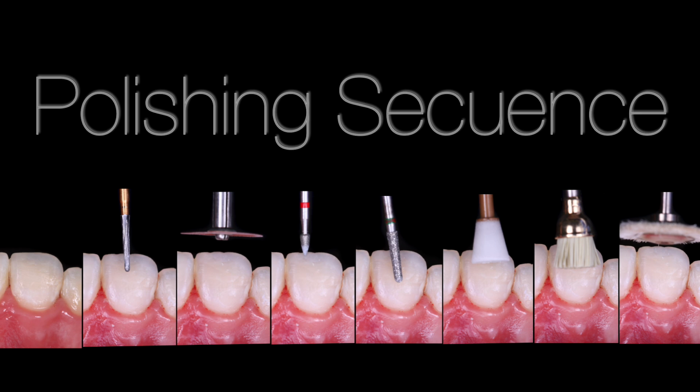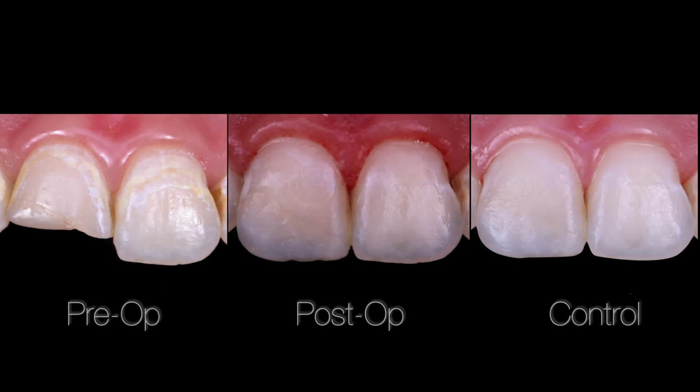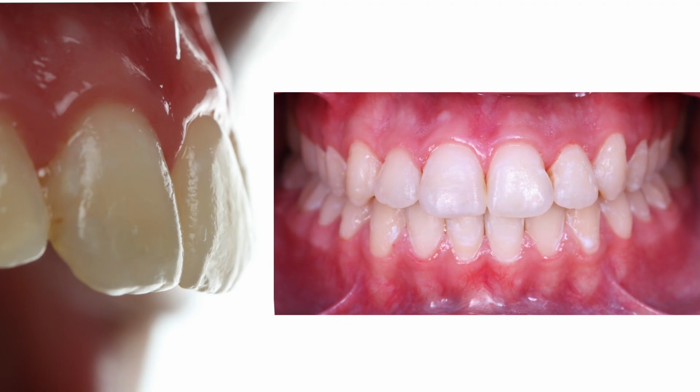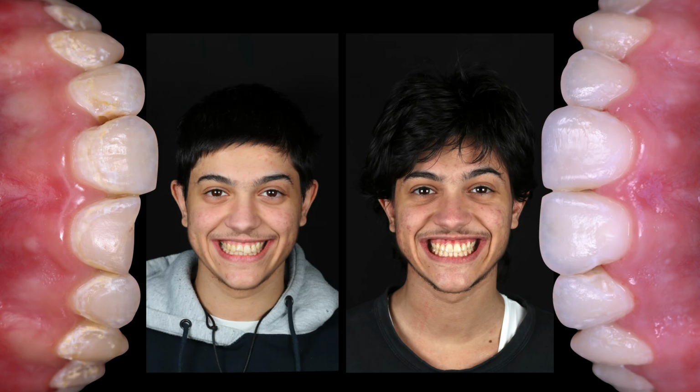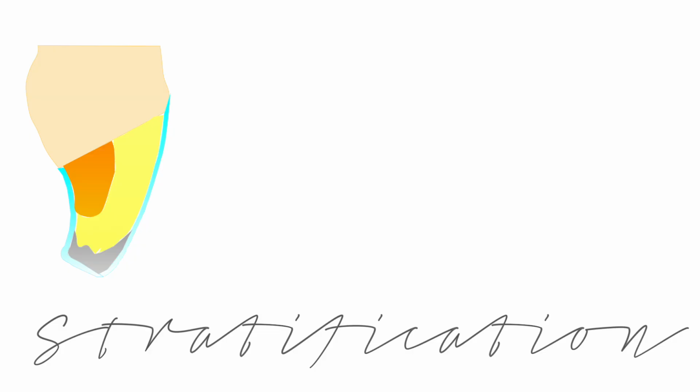And then we did the whole polishing sequence. At the end of this presentation, you'll see the whole sequence. We did the whole sequence, and this is the outcome. So we have the immediate post-op picture, and then 1 week later, the control. And this is the final outcome. This is him at the beginning and then at the end with the reconstruction done and the white spots removed.